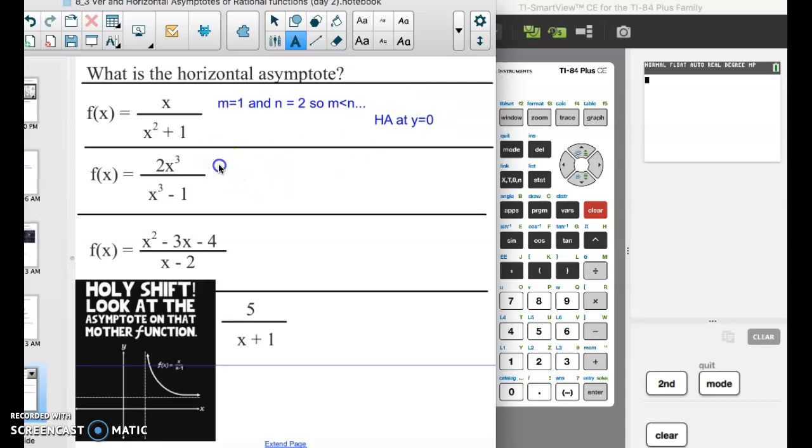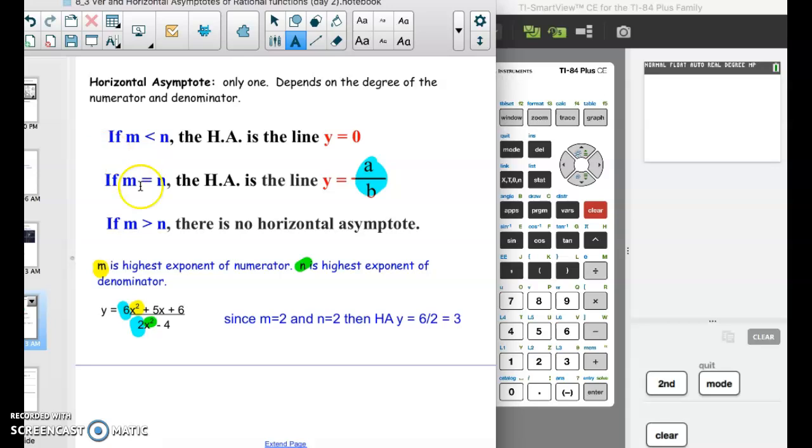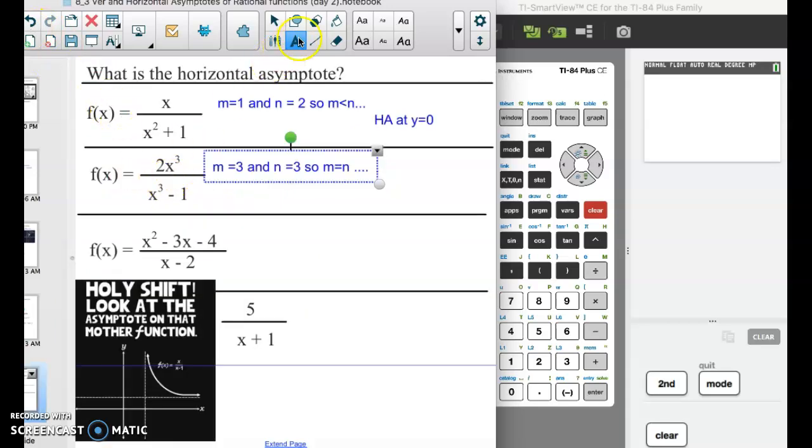So we're going to look for m and n again. M is the highest exponent, 3, and n is the highest exponent in the denominator, that's 3. So m equals n, and we look at our rules. If m equals n, we have to look at the coefficients. The coefficients in this case are 2 and 1. If there's nothing there, use a 1. So our horizontal asymptote is going to be at y equals 2/1, which is 2.